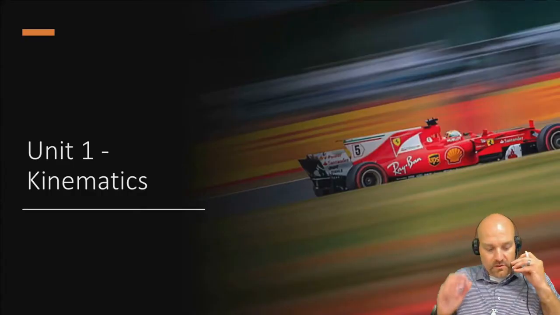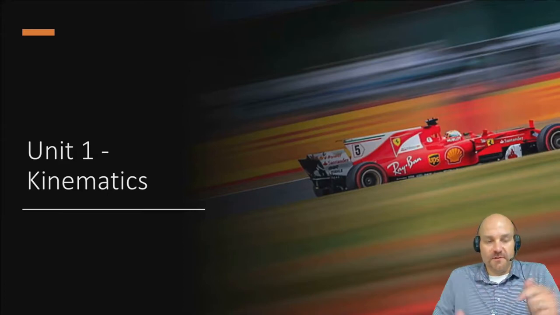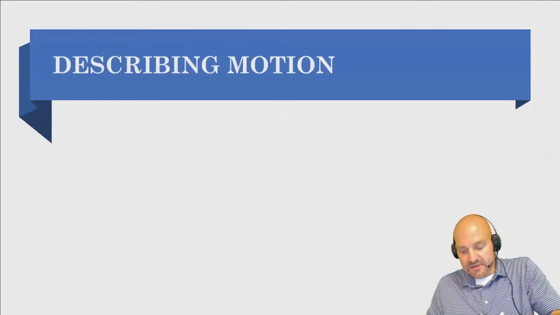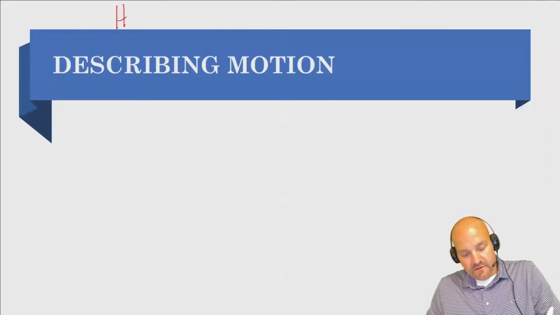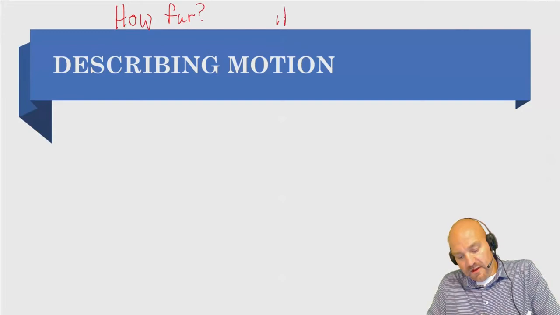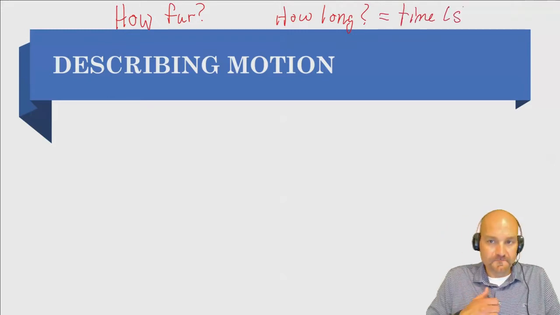Okay, so let's dive into Unit 1. We're talking about kinematics. The way kinematics works is we're going to talk about descriptors. The first descriptor we're going to look at is really answering this question of how far. How far does something travel? In fact, there's actually one before that: how long does it take? That's going to equate back to time, which will be measured in seconds.